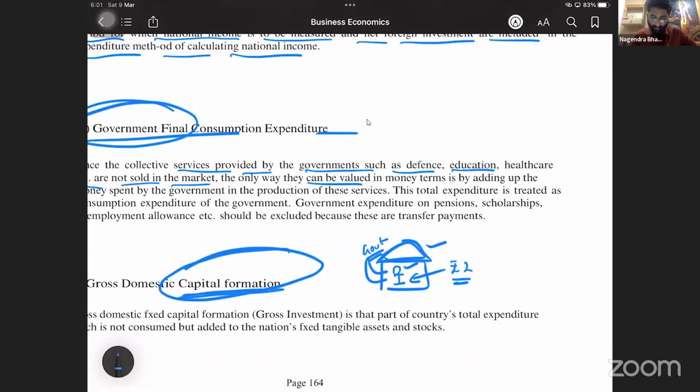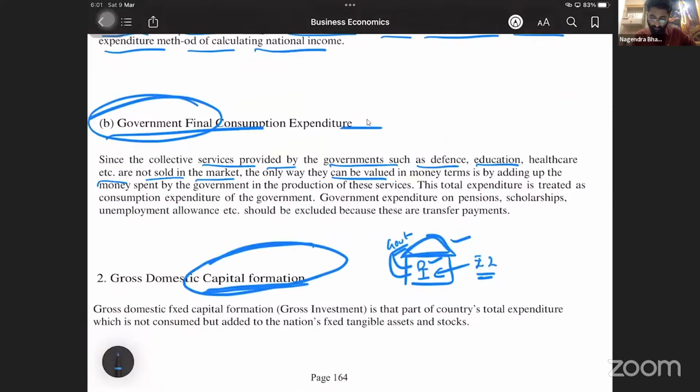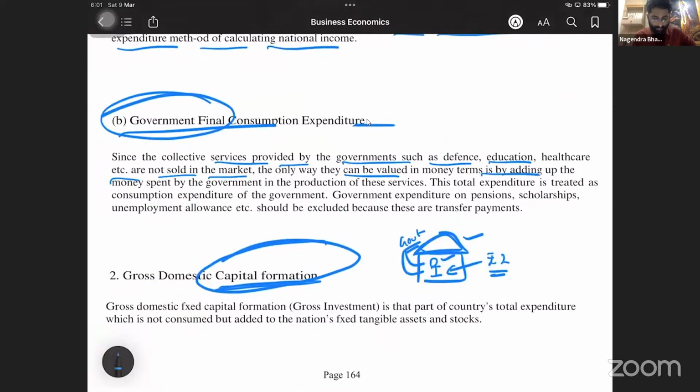they can be valued in monetary terms is by adding up the money spent by the government in the production of these services. Whatever money is spent by them in the production of these services will be considered as income. This total expenditure is treated as consumption expenditure of the government. Government expenditure on pensions, scholarships, unemployment allowance, etc. should be excluded. Why? Because they are a transfer payment.